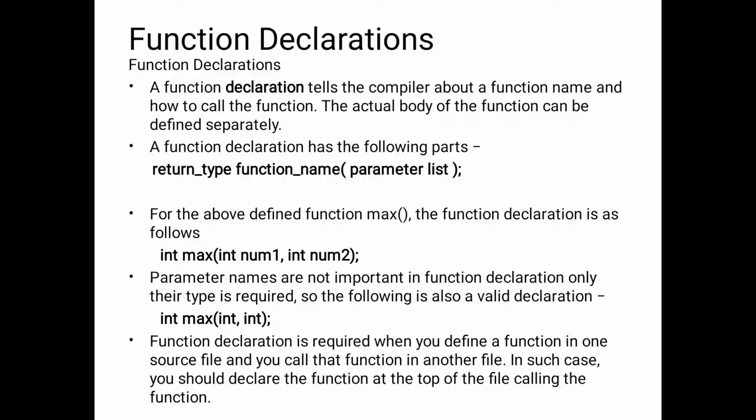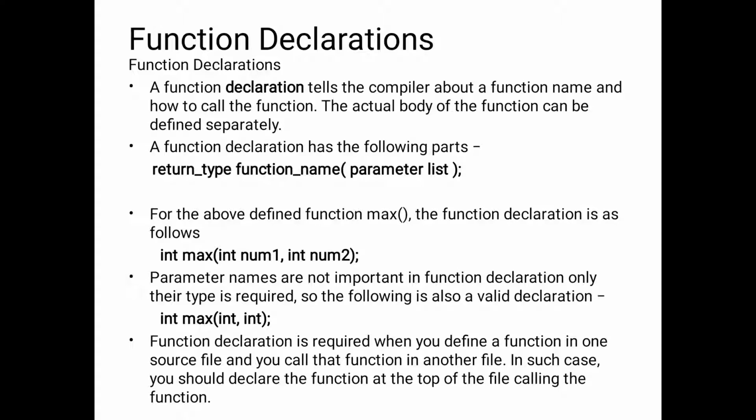Then how are you going to declare a function? A function declaration tells the compiler about the function name and how to call the function. The actual body of the function can be defined separately. So the same thing: return type, function name and the parameter list. Here are some examples of declaring the function.